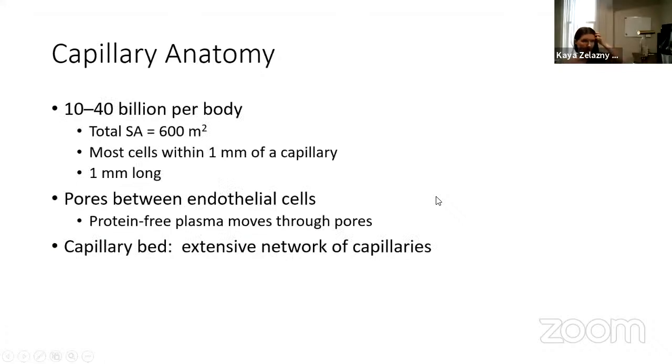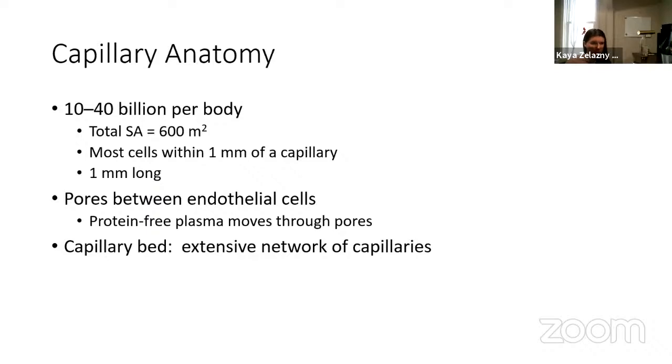Okay. So like we said, tons and tons of capillaries. And the total surface area of those capillaries is kind of insane, right? 600 meters squared. Maybe you'd think there's that much space in your body, but I wouldn't, right? So almost every cell is within a millimeter of some capillary. The capillaries are really short as well. They're only about a millimeter long before they drain back into the venous system.